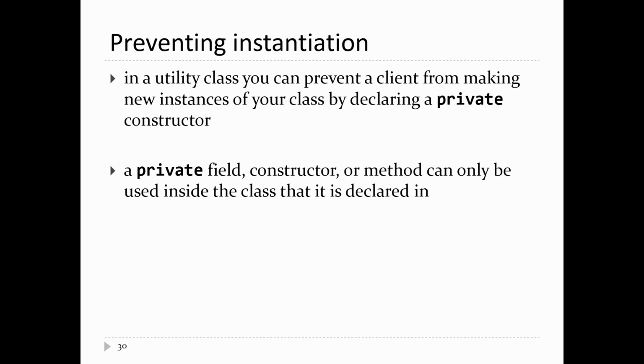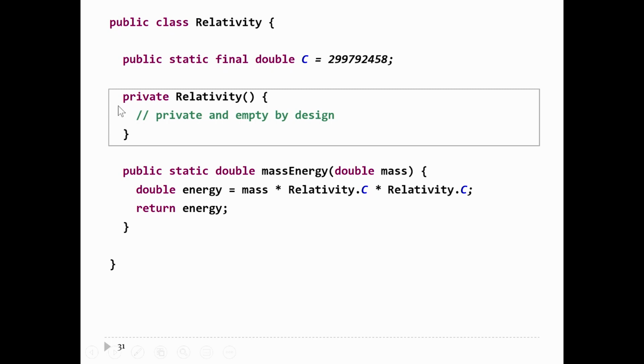The point of using this class is not to make objects. So I would like a way to not make objects with the class. So what's the solution? You write a constructor and you make it private. A private feature of a class cannot be used outside of the class. So if you make a private constructor, anybody outside of the relativity class cannot call that constructor. If you put any constructor into a class, Java does not insert the no argument constructor for you. So the way you do this is you insert a private constructor that does nothing. It's private and empty by design. Making it private means that nobody can call the constructor, unless they're inside the relativity class.